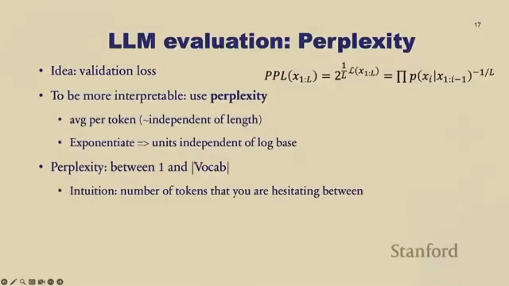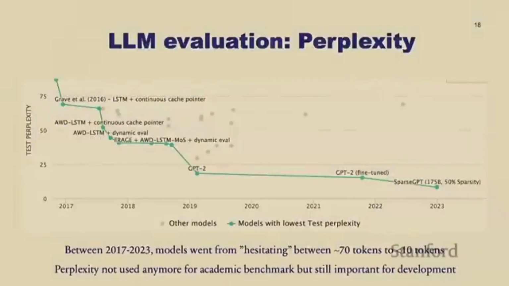So the intuition of perplexity is that it's the number of tokens your model is hesitating between. If your model is perfect, it doesn't hesitate, it knows exactly the word. If it really has no idea, then it hesitates between all of the vocabulary. Perplexity really improved. That's perplexity on a standard data set between 2017 and 2023. It went from about 70 tokens to less than 10 tokens over these 5-6 years. So the models were previously hesitating between 70 words every time they generated a word, and now they're hesitating between less than 10 words.